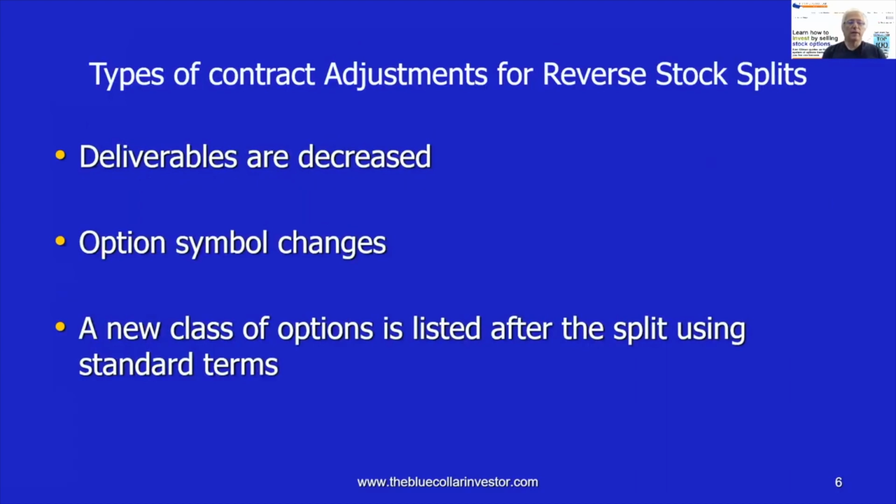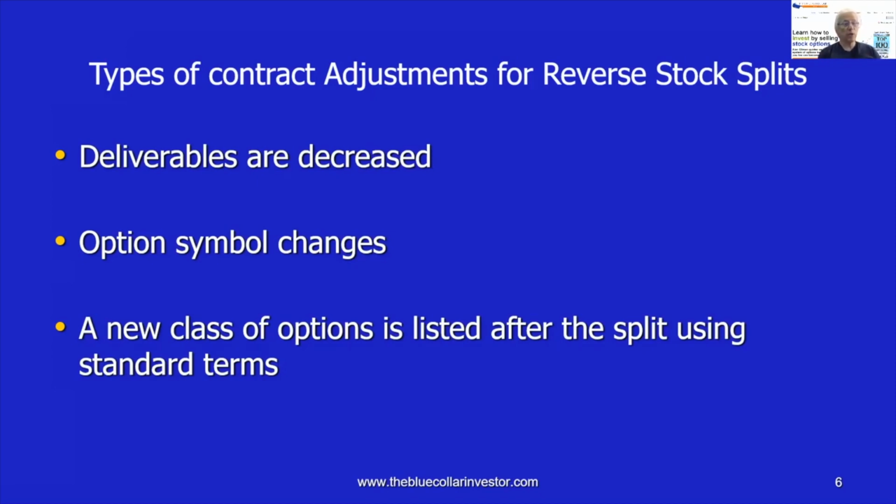Now let's have a look at the type of contract adjustments specifically for reverse stock splits. The number of deliverables are decreased. That's the main change to a reverse split contract. So let's say there was a 1-for-5 reverse stock split, as I'll show you in a moment. That means instead of delivering 100 shares, it'll deliver 1/5 that amount, 20 shares.